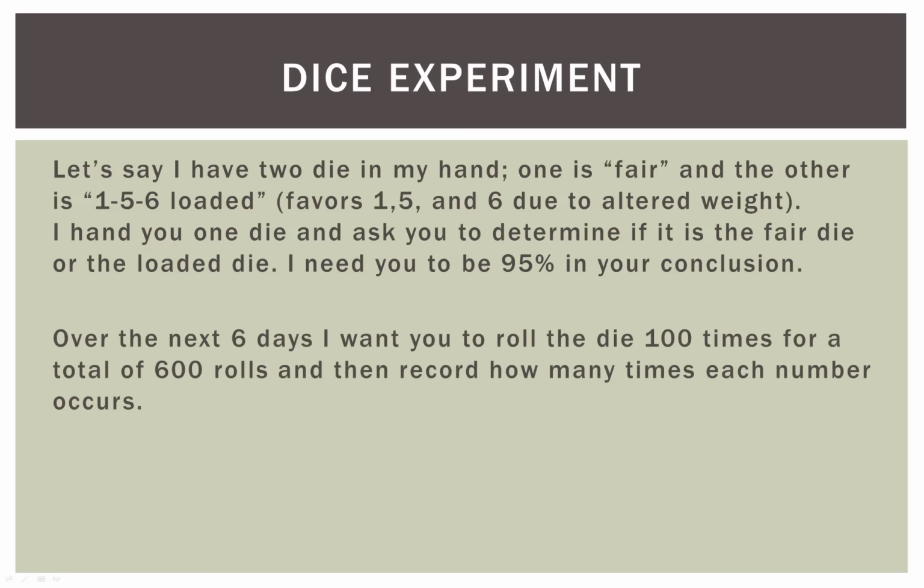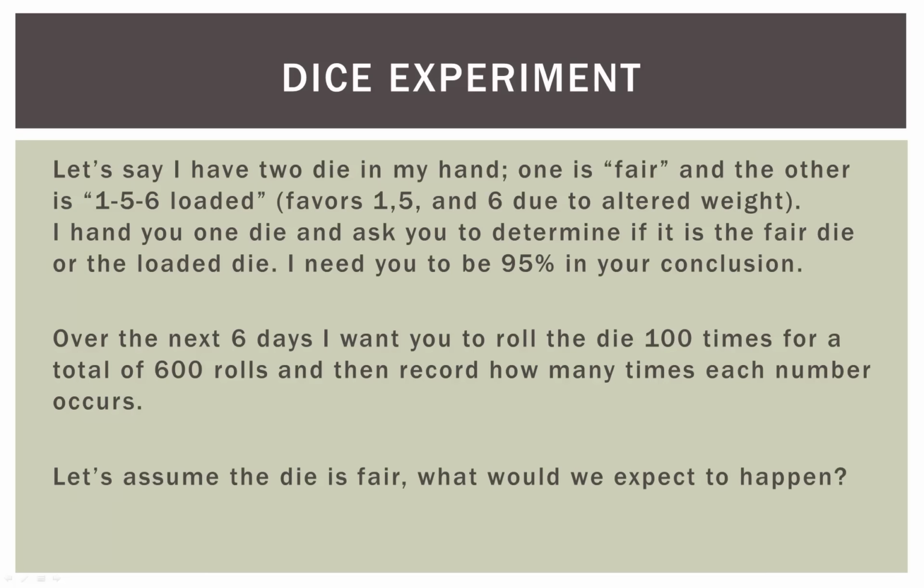Now, to do that, over the next 6 days, I want you to roll that die 100 times each day for a total of 600 rolls. Okay? And then record how many times each number occurs over those 600 rolls. So you're going to do 100 rolls each day for 6 days, 600 total rolls, keeping count, a frequency of how many times each number comes up.